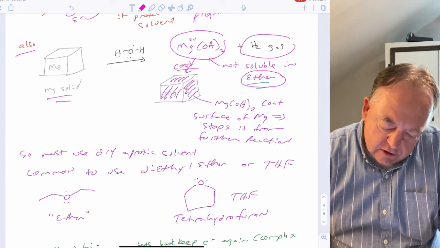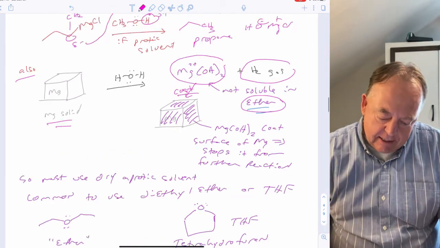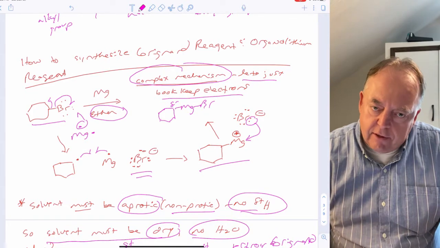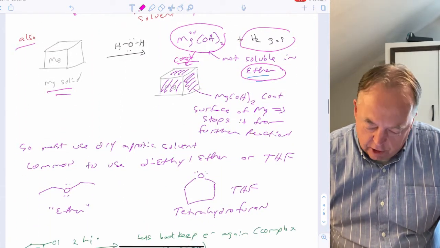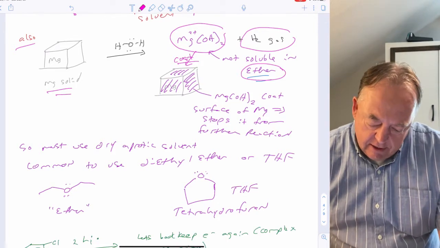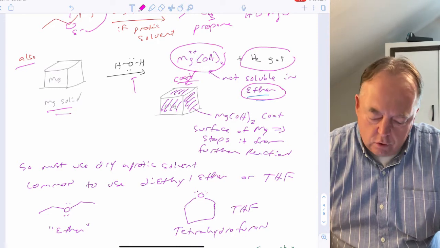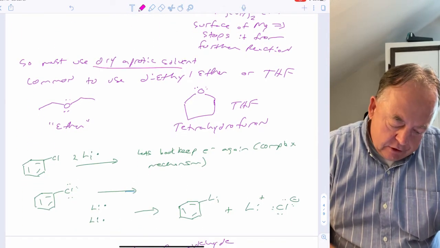the surface of your magnesium. And once that surface is coated, then the magnesium can't react anymore. It can't react with your alkyl halide to make the Grignard reaction. So that would stop that reaction, and you're not going to make very much Grignard reagent. And any Grignard reagent that you do make would react with water and be destroyed. So you got to use dry aprotic solvents.